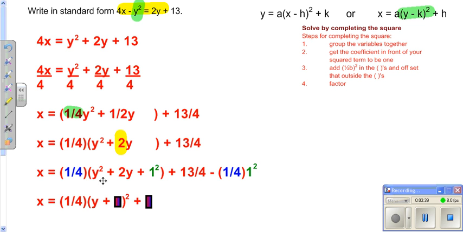Well, here we're going to factor our parentheses. It's going to factor into 2 identical parentheses of y plus 1 and y plus 1. So we go a, y plus 1 all squared. Simplify the back here, and then we'll get 3. So now it's in standard form. That's all we're asked to do with this problem.